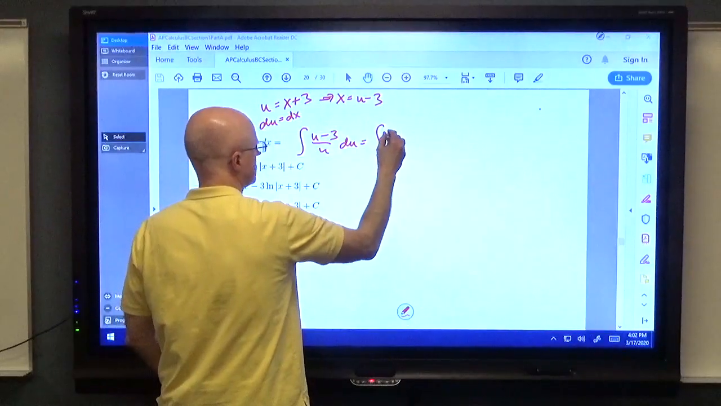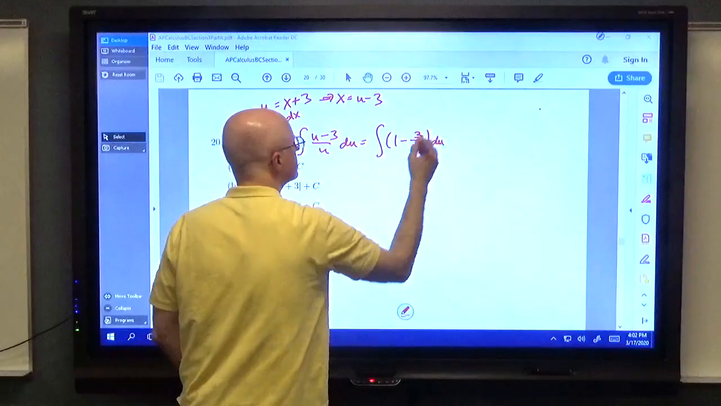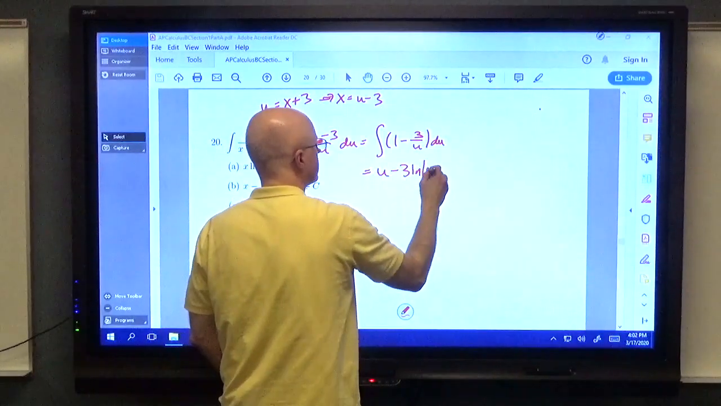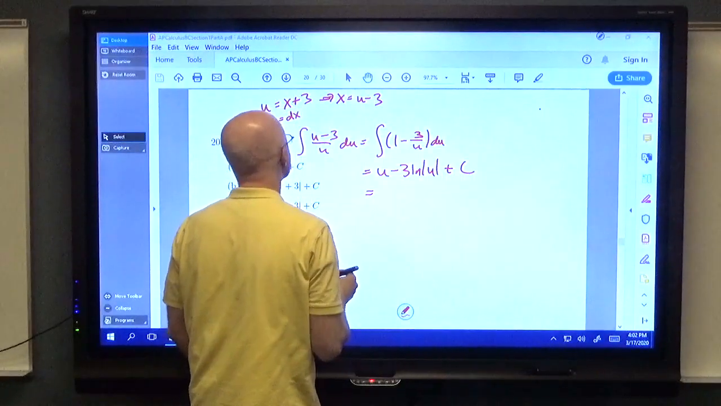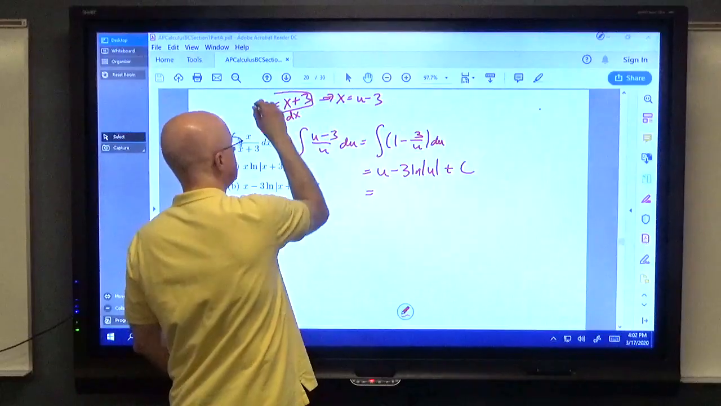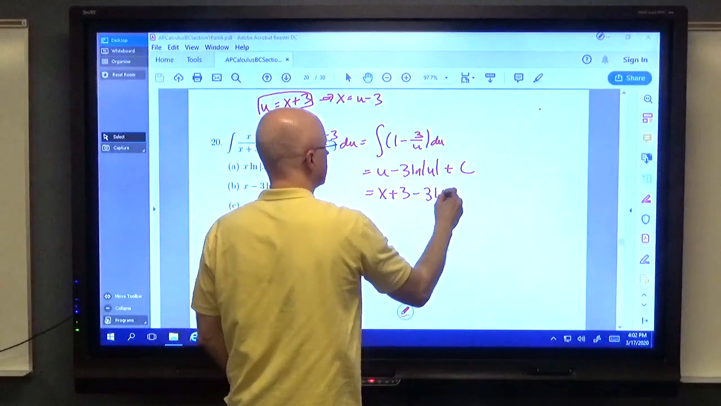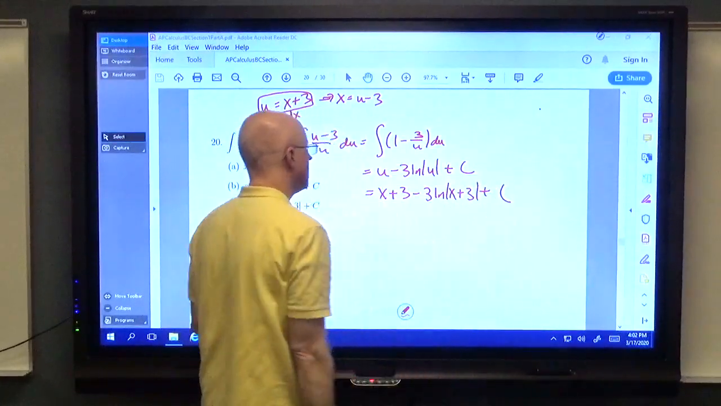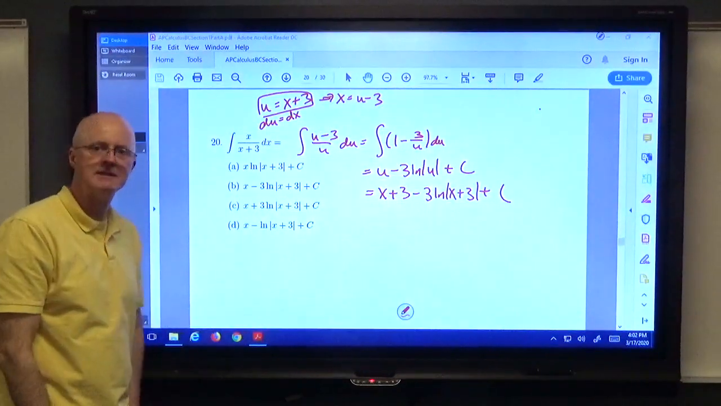which is easier to do because it's the same as the integral of 1 minus 3 over u du, which gives you u minus 3 natural log of the absolute value of u plus c. Don't stop there, go back to x. U equals x plus 3. This is x plus 3 minus 3 natural log of the absolute value of x plus 3 plus c. Huh. That answer is nowhere to be found in parts A, B, C, and D.